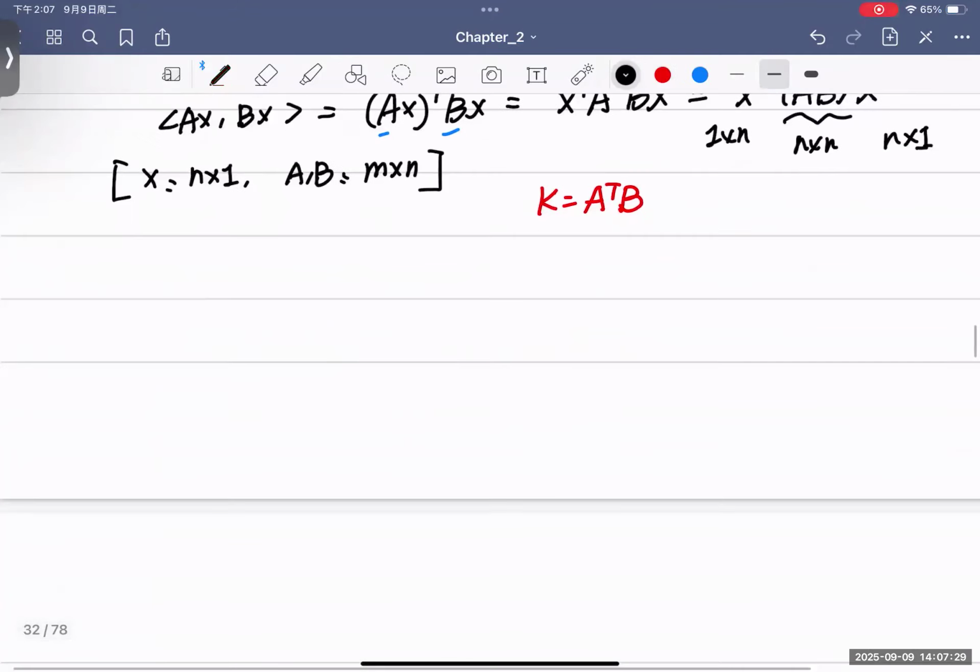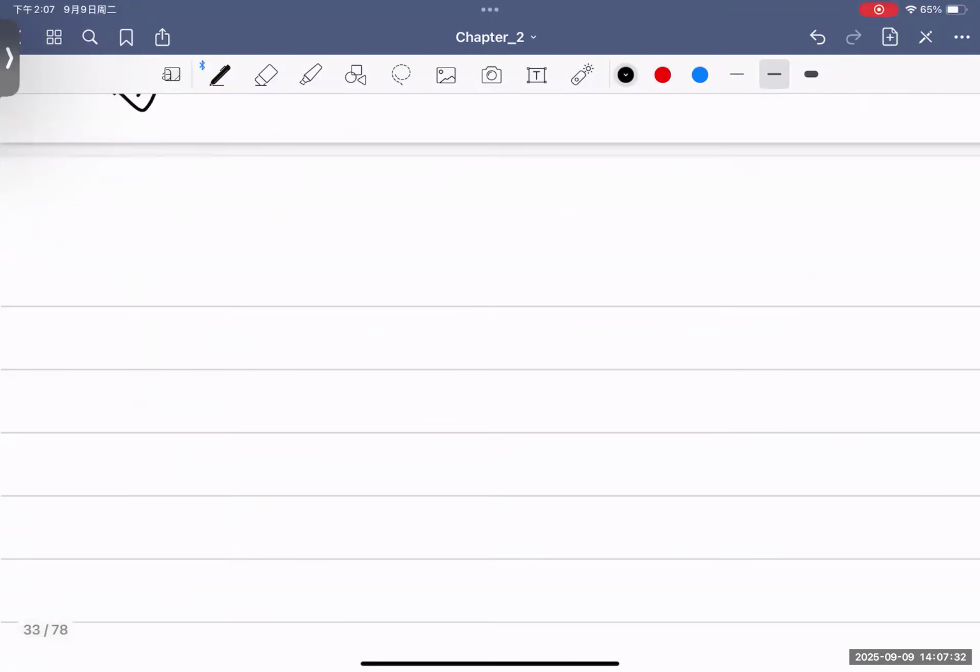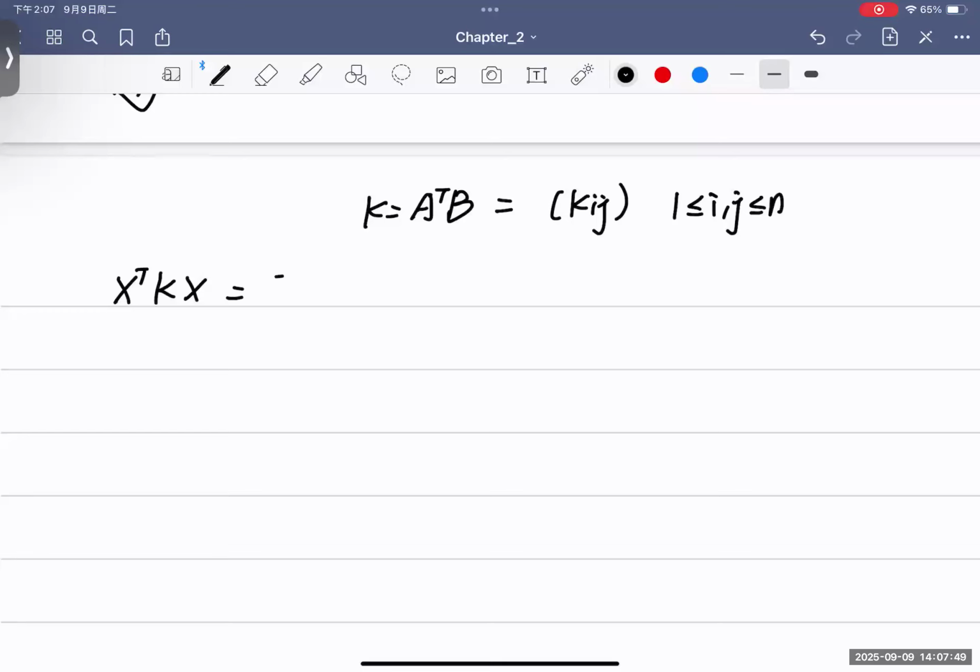Here we have X transpose Kx, where K is our A transpose B, and we use Kij to stand for its ij element, with i and j from 1 to n. We just copy what we wrote down earlier: the sum of kij xi xj. This is our AX and BX inner product.